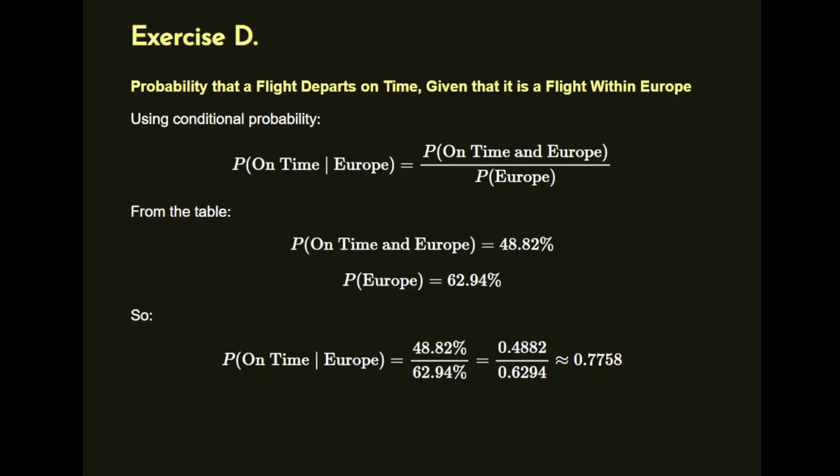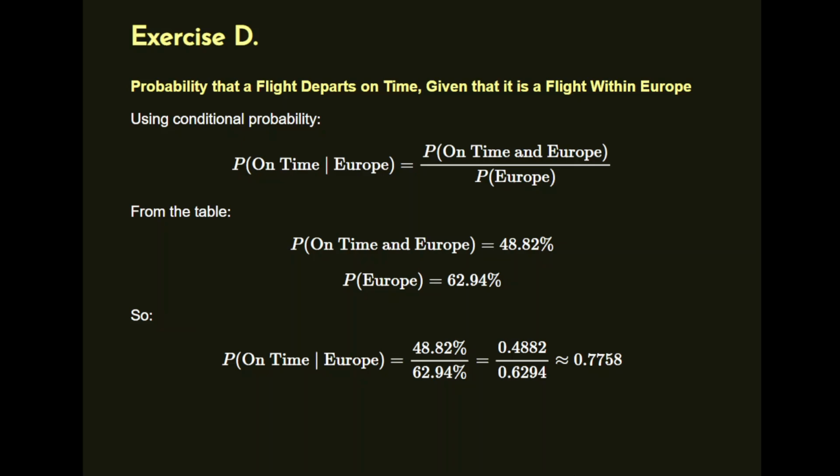probability of Europe. So from the tables, the probability on time and Europe is 48.82%, and the probability of the flight departing towards Europe, somewhere inside Europe, is 62.94%. So the probability of on time given Europe is 48.82% divided by 62.94%, or in other words, 0.4882 divided by 0.6294, which is approximately 0.7758. And that makes sense, really, if you think about it, that the ratio is probably 3 to 1 if you look at the table, so it should be around 75%.